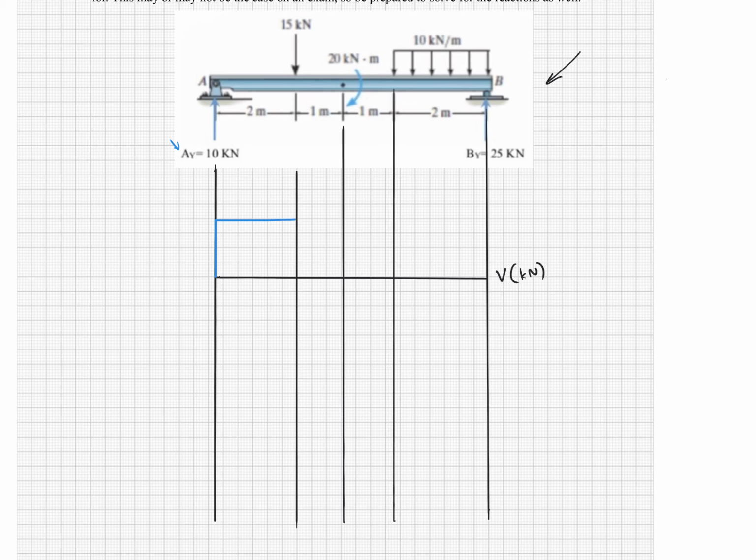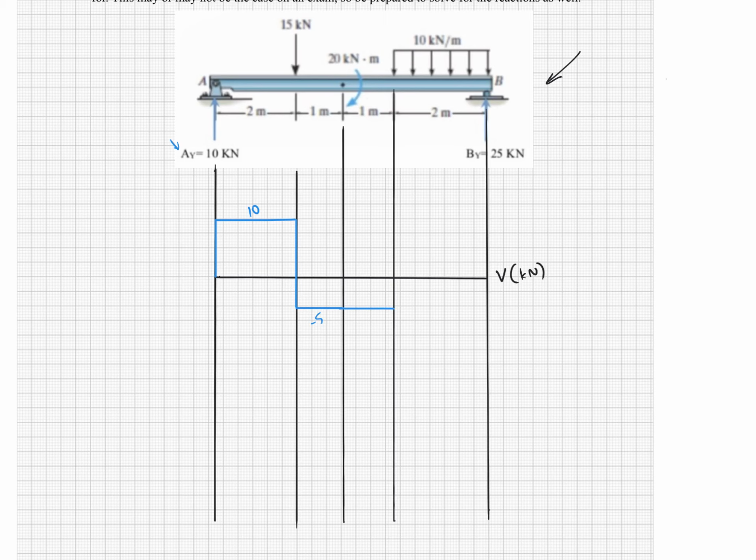And then all of a sudden I'm going to hit a 15 down. So I'm going to do what the 15 down tells me to do. I'm going to go down 15, right down to here. Go ahead and label this: this is 10. Now I'm down. I went down 15 from a positive 10, so now I'm at a negative 5. Note there's a moment right there, but there's not a shear, so we're going to ignore it. And we're just going to keep going to the right until we get here.